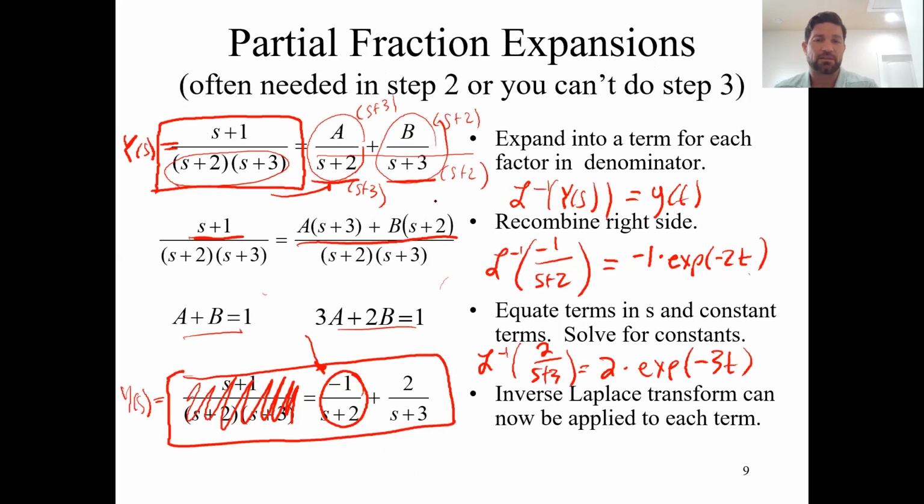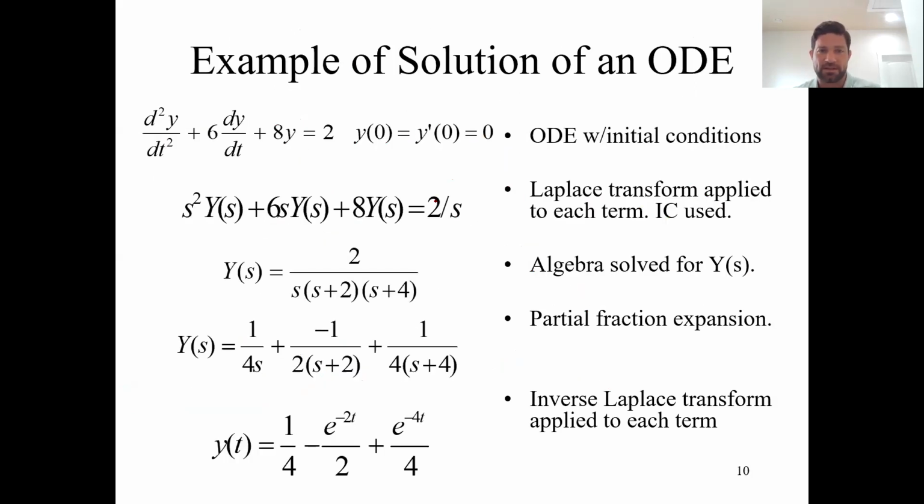Okay, so let's go through an example shown right here. Here's a second order differential equation. The initial condition is given. This one sets it up pretty easily: since it's a second order, we need two initial conditions. So we have the value of the function at 0 equals the first derivative at 0 equals 0. So the initial conditions are 0.